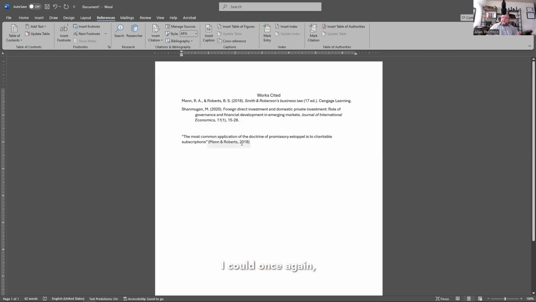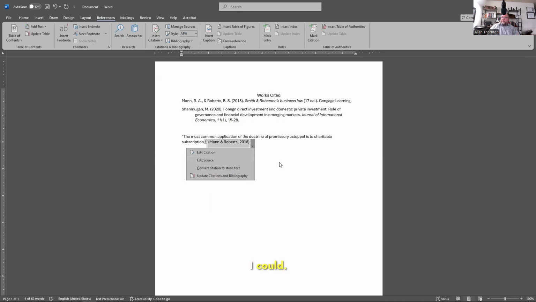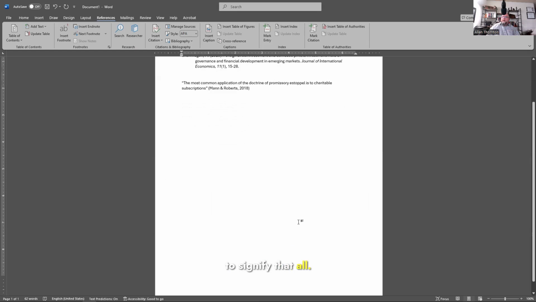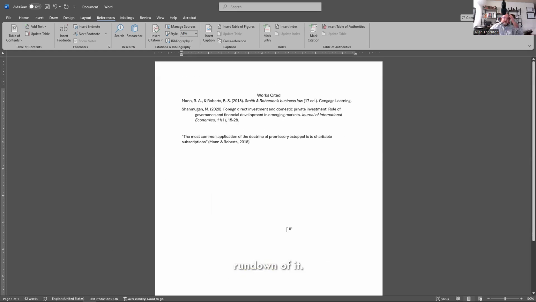Once again, I could do the page number with this if I wanted to. If I've done something prior with Smith Roberson, I can do the i.e. or whatever to signify that. All right, so that's a quick rundown of it. It's not super difficult, but there is a lot that goes into it. These sources, these type of things will do it for you.